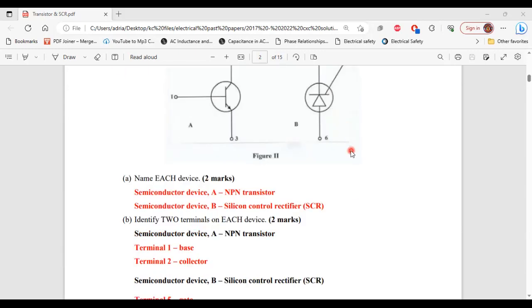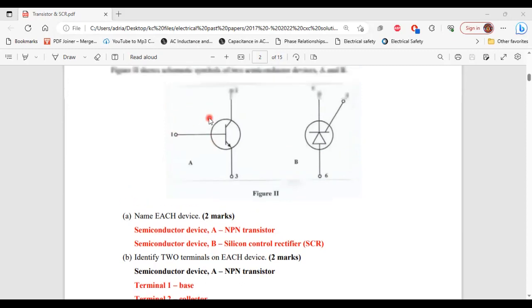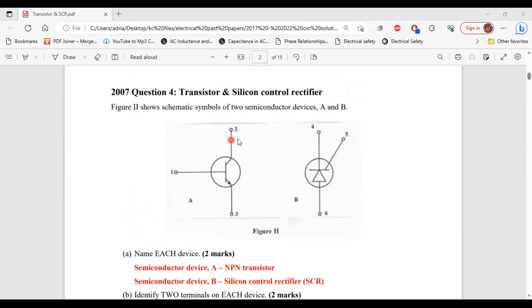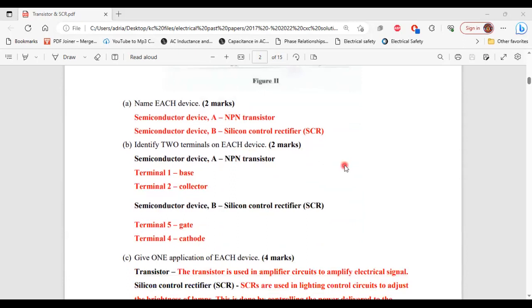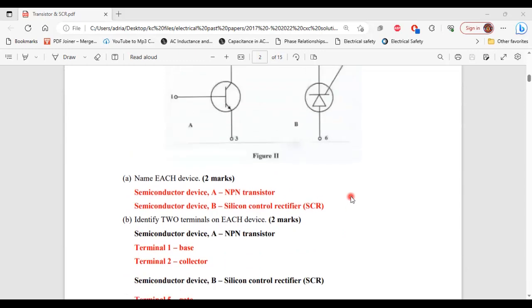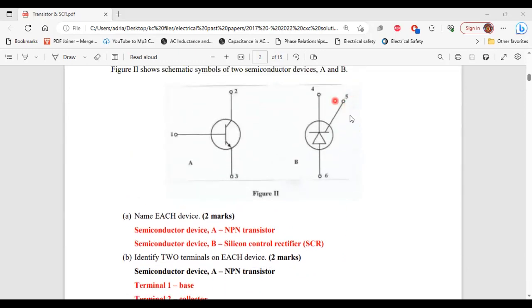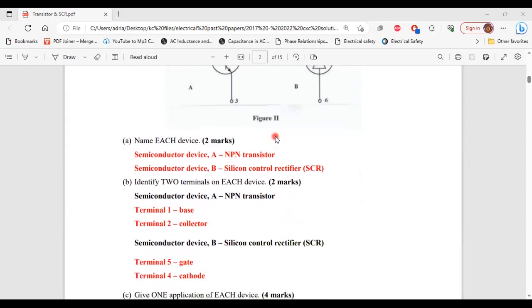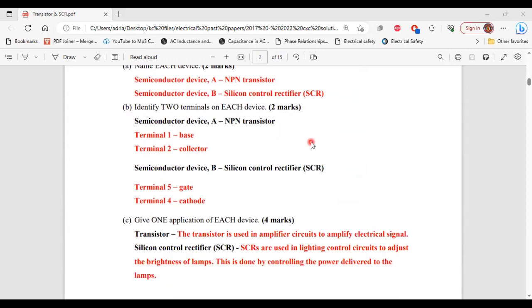For part B, it says, identify two terminals on each device. For semiconductor device A, the NPN transistor, terminal 1 is the base. Terminal 2 is the collector. For semiconductor device B, the silicon control rectifier, terminal 5 is the gate, and terminal 4 is the cathode. All right, so that's it for part B.